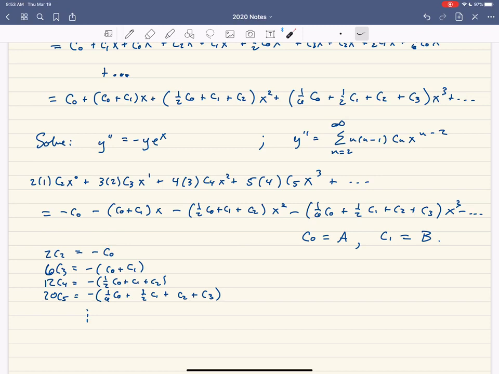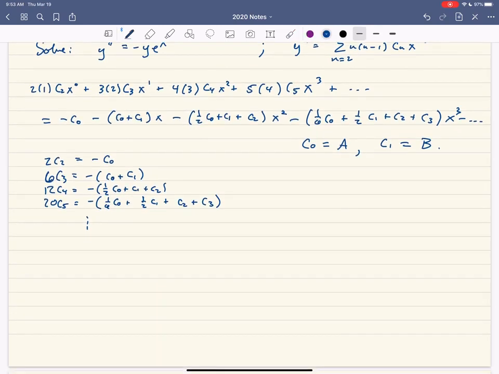So that's what's going to happen. So we got C naught is A, C1 is B. And again, if you just want to think about it as you have no restrictions on C naught and C1, that's fine. And so let's think about what's going to happen for C2, C3, C4, C5. And so this tells us that C2 is going to be negative 1/2 C naught. So that's going to be negative 1/2 A.